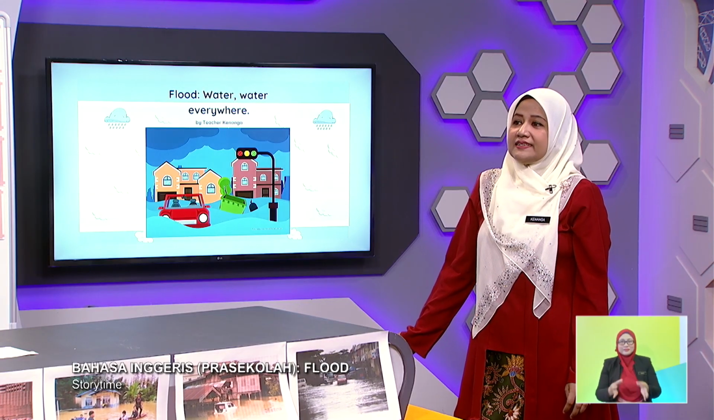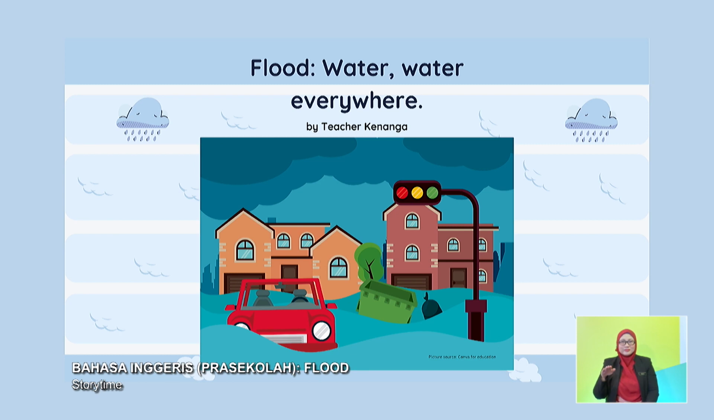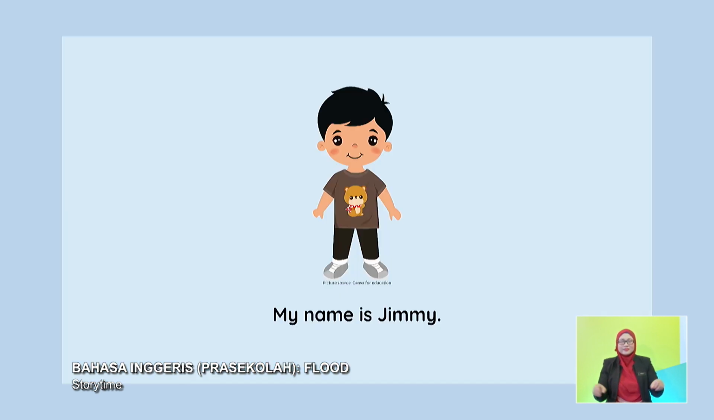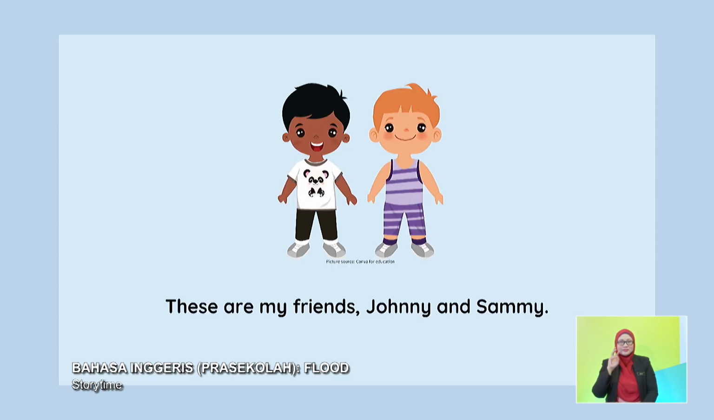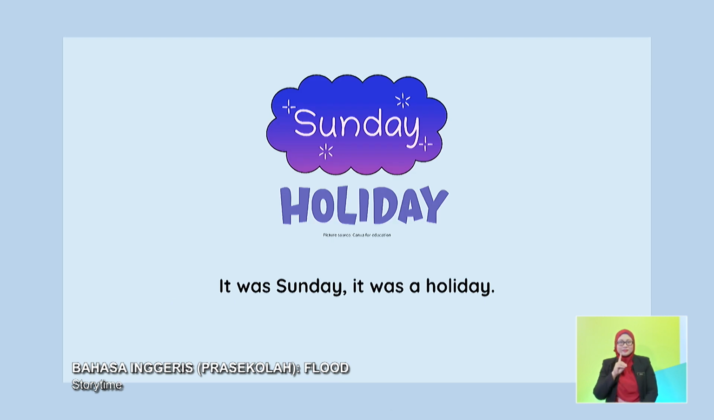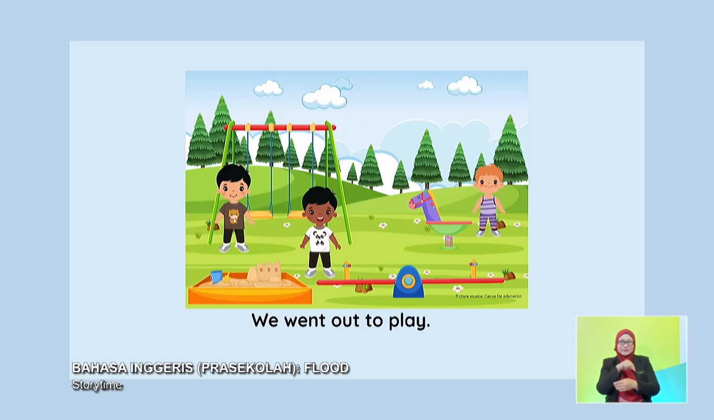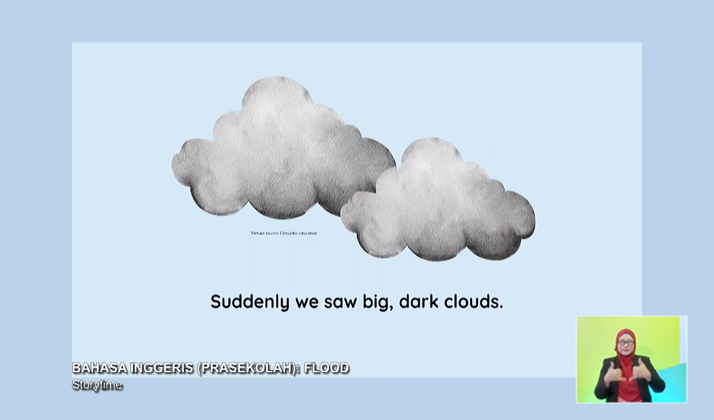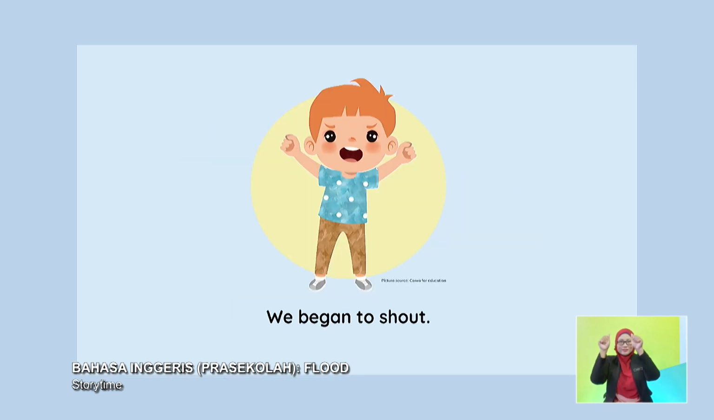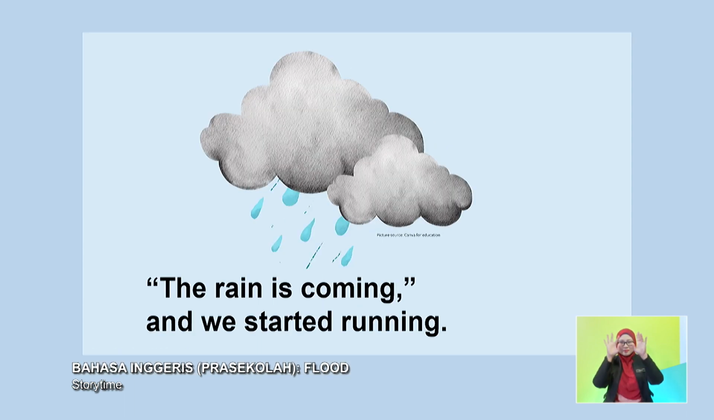The story's title is Flood. Water, water everywhere. My name is Jimmy. These are my friends, Johnny and Sammy. It was Sunday. It was a holiday. We went out to play. Suddenly, we saw big, dark clouds. We began to shout, The rain is coming! And we started running.